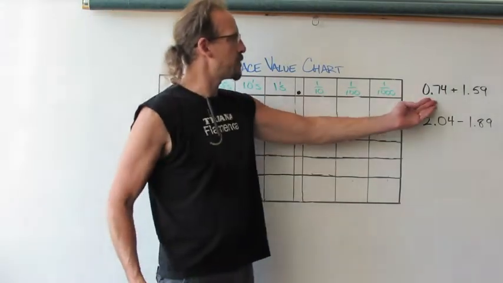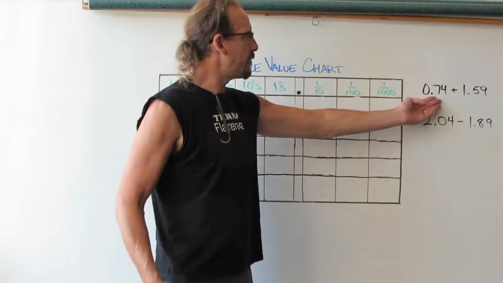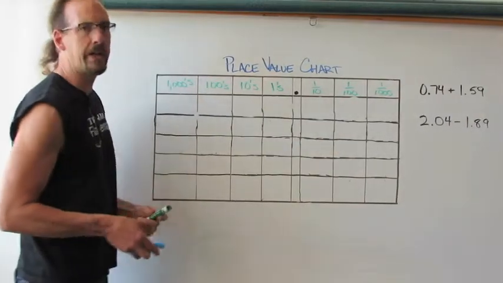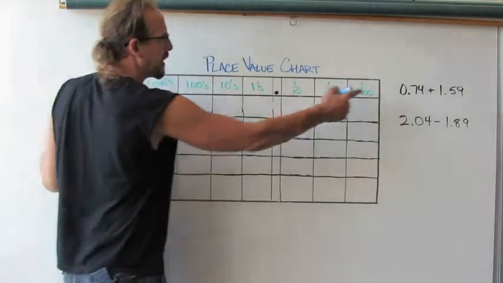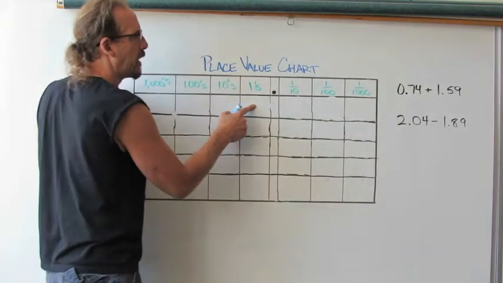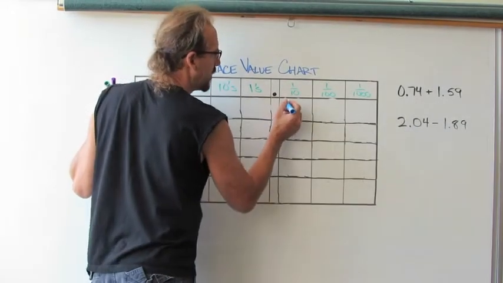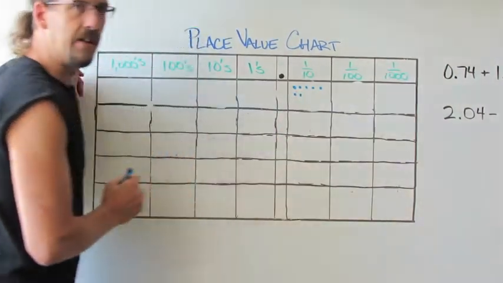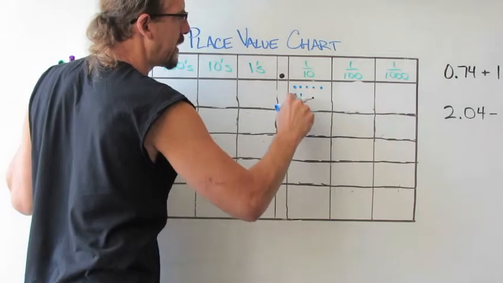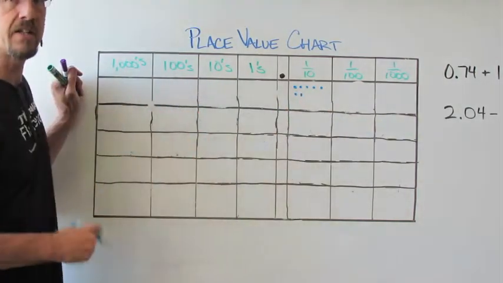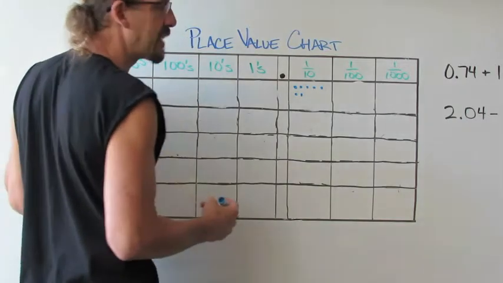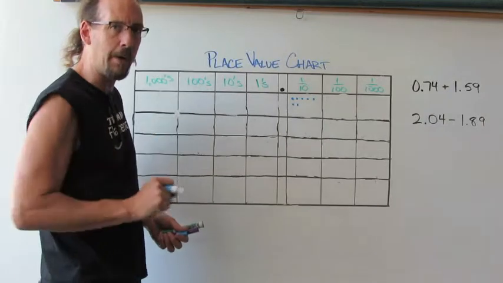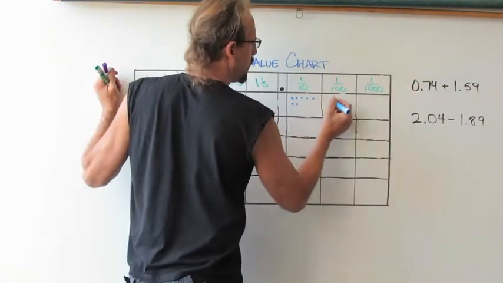Here are two problems. I'm going to start with the addition problem, 74 hundredths plus 1 and 59 hundredths. And what we do is we model what each of those means. There are 0 ones, so I put nothing in the ones place. There are 7 tenths, so I put 7 dots there, and I'm deliberately organizing them into groups of 5 here, because that's going to help me later to really figure things out. It also builds number sense for kids as they do this, because they can count by 5s instead of counting 1 by 1. And there are 4 hundredths.